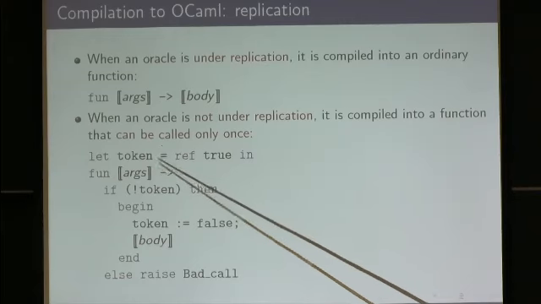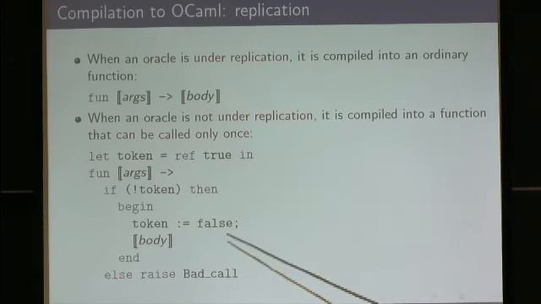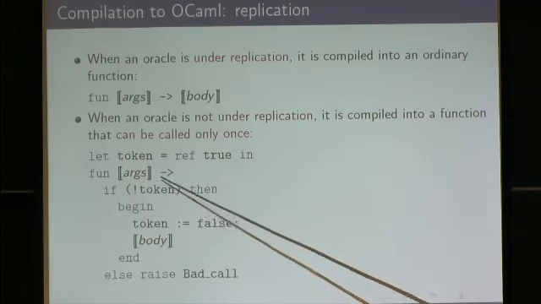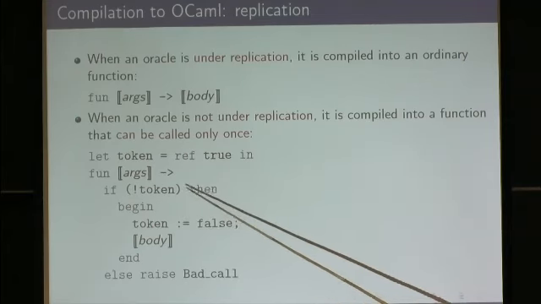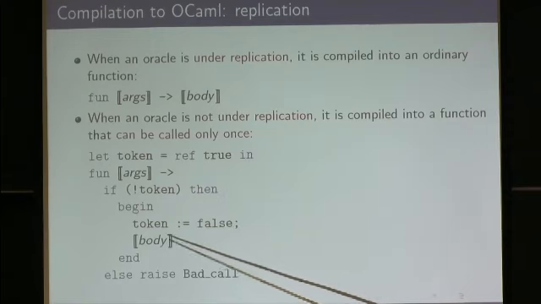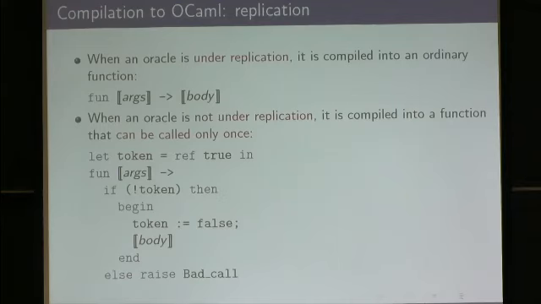We define a boolean that is true at the beginning and that becomes false when you call the oracle. When you call the oracle, you verify that this token allows you to call it, then the token becomes false, and then you execute the oracle. If it was already false, this means that you have already called the oracle and you cannot call it another time, so you raise an exception.